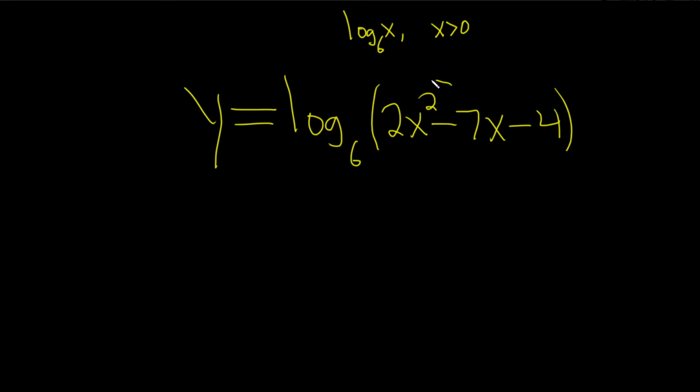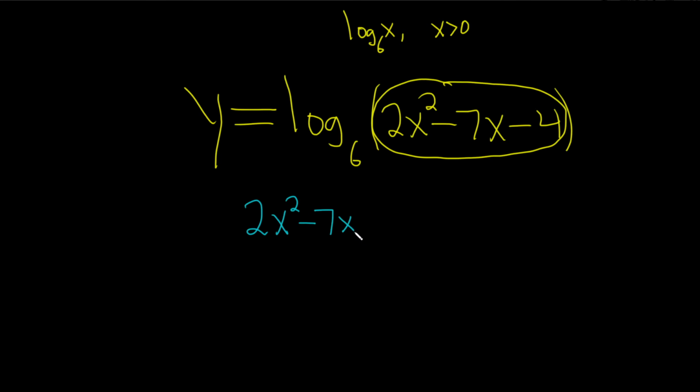In order to find the domain, this whole thing here has to be positive, right? We can only take the log of positive numbers, so the log of all of this must be a positive number. So step one when finding the domain for logarithmic functions is to take whatever's inside the log and set it greater than 0. So 2x squared minus 7x minus 4, and we'll set that greater than 0.